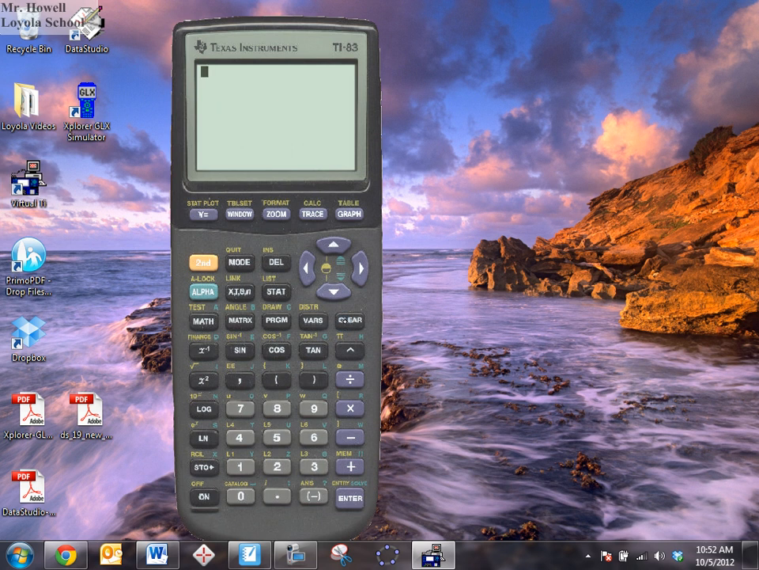So, we have 1.29 squared. This is under the radical. We're doing what's called the radicand. Minus, parentheses, 4 times negative 4.905 times 0.5, close parentheses. Everybody clear? Hit enter. Now we need the square root of that, right?